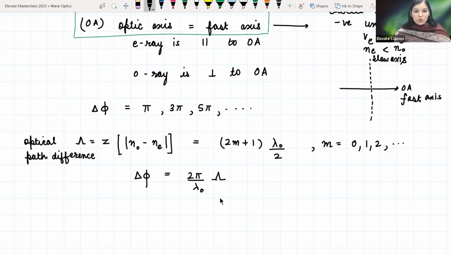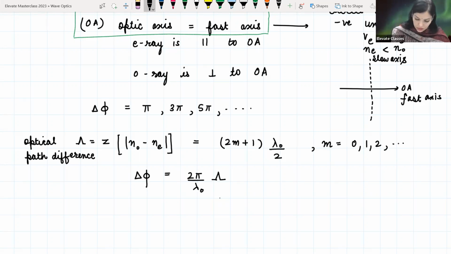Okay. So if the question asks you either of these two things, that find out the optical path difference required to make this kind of a plate for this particular lambda, you can use the above formula. And if they tell you that this is the del phi we want, so this is the value of the phase difference that we want, then find out what should be the optical path difference, or what should be the birefringence, or what should be the thickness of the crystal.